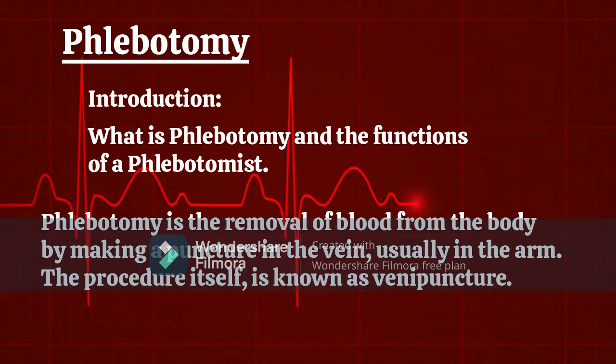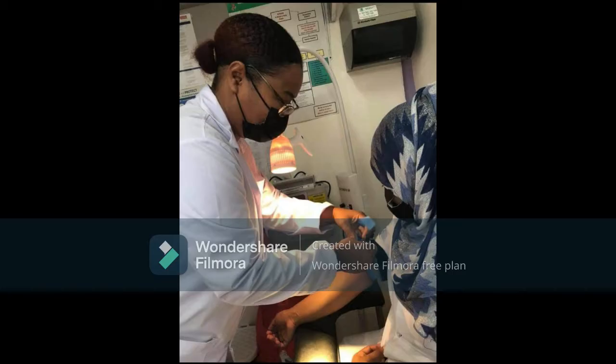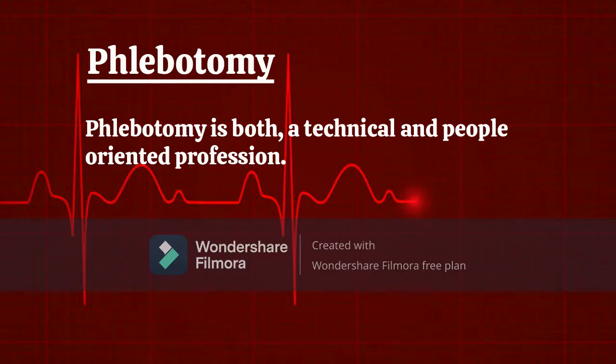Introduction. Define phlebotomy and state functions of a phlebotomist. Phlebotomy is the removal of blood from the body by making a puncture in the vein, usually in the arm. The procedure itself is known as venipuncture. Phlebotomy is both a technical and people-oriented profession.